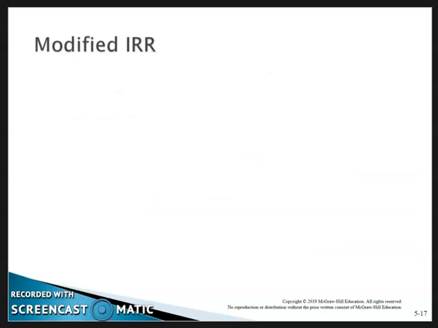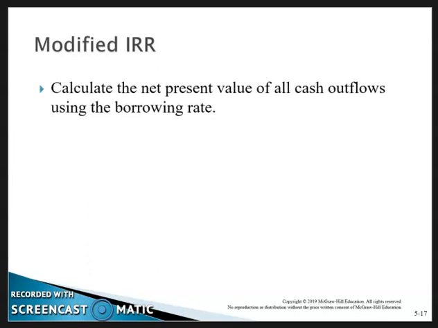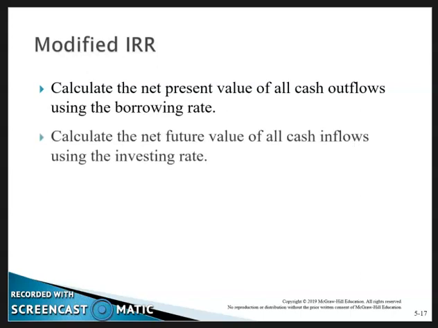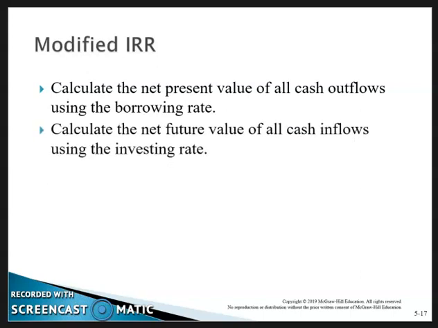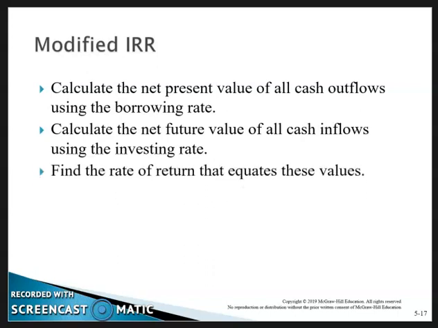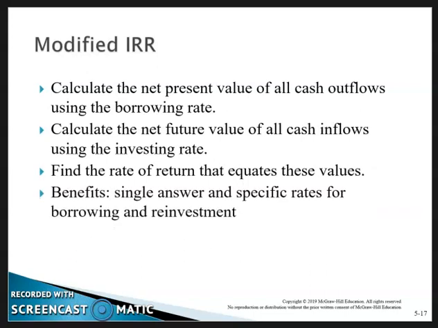What was done to make IRR a better choice, or eliminate multiple IRRs: you calculate the present value of all the negative cash flows using the borrowing rate, calculate the net future value of all inflows using the investing rate, and find the rate of return that equates these values. The benefits are that it provides a single answer and uses specific rates for borrowing and reinvestment.